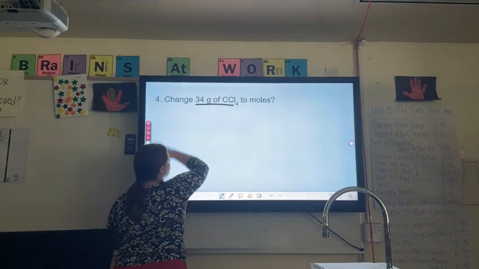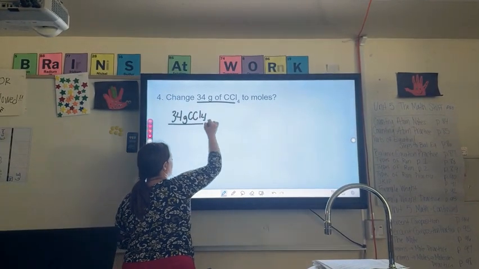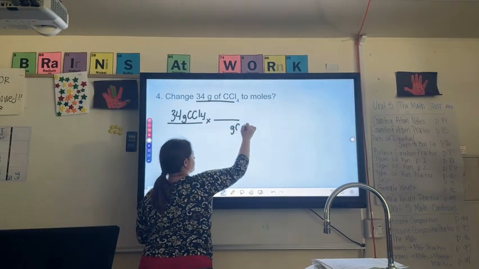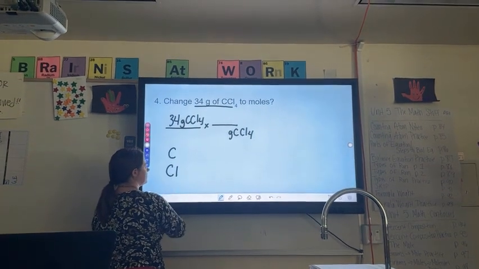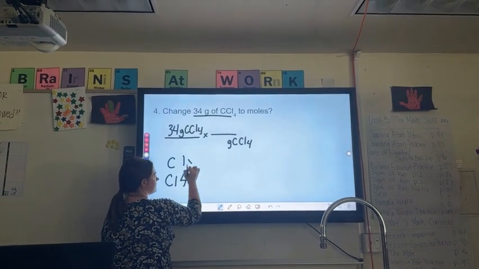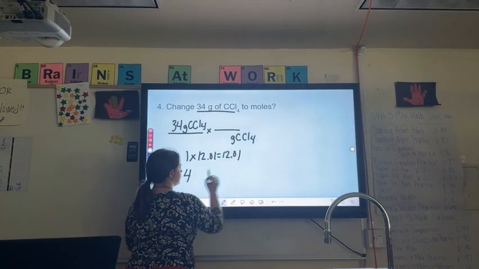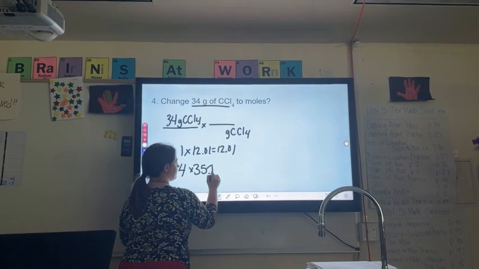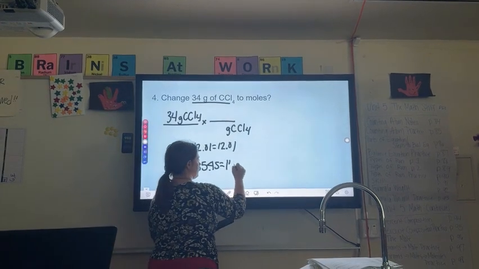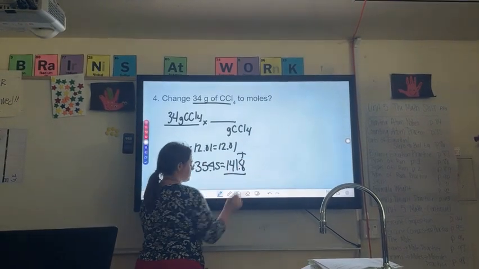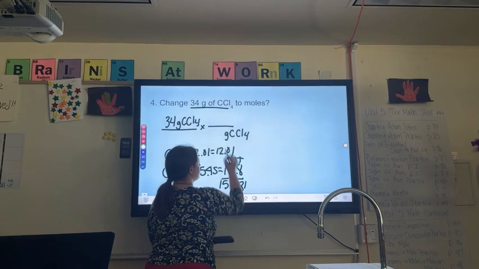We start with our given, 34 grams of CCl4. If I have grams at the top, I need grams at the bottom. We get our grams from the periodic table. We have C and Cl. There's 1 carbon. There's 4 chlorines. The mass of carbon on the periodic table is 12.01. The mass of chlorine is 35.45. So 4 times 35.45 is 141.8. Plus the 12.01 is equal to 153.81.